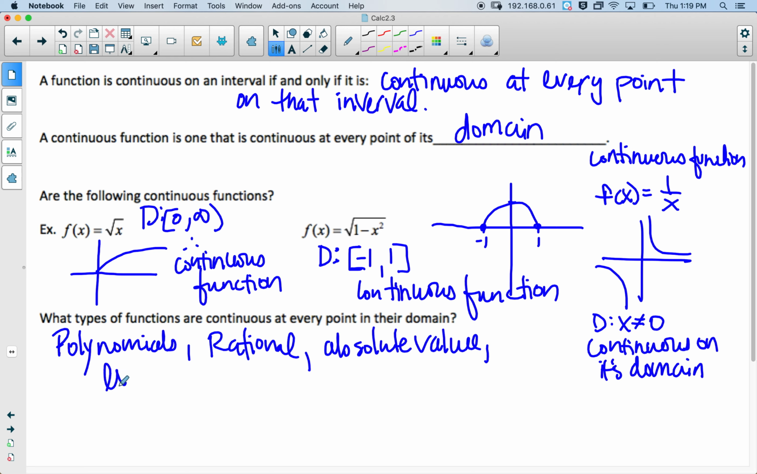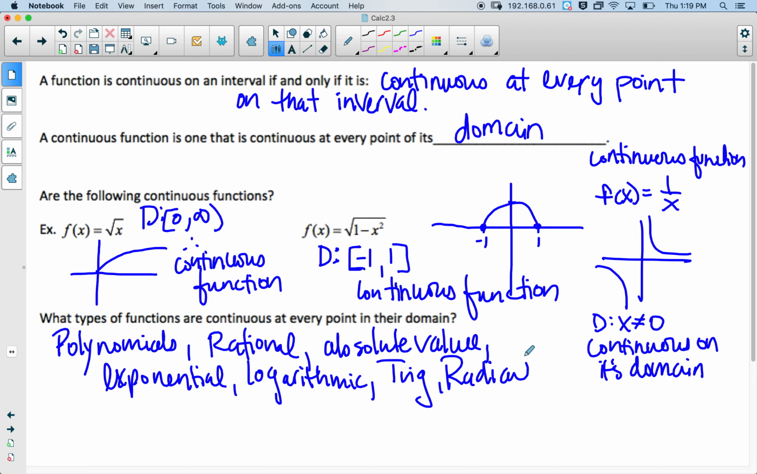And exponential functions. Logarithmic. Our trig functions are continuous. And radical functions. That just seems like about everything, doesn't it? I forgot a C in there. Okay, so those are functions that are continuous on their domain.